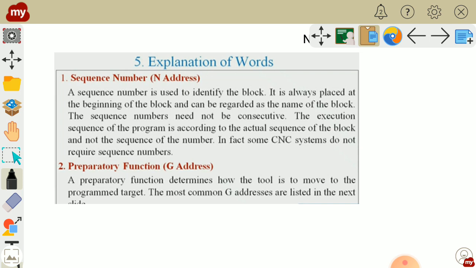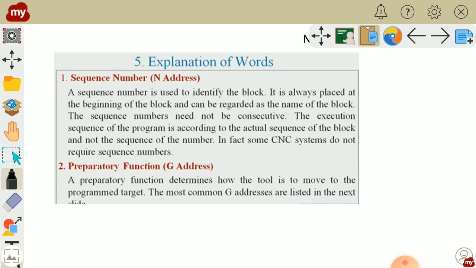The sequence number need not be consecutive. The execution sequence of the program is according to the actual sequence of the blocks and not the sequence of the numbers. In fact, some CNC systems do not require sequence numbers.